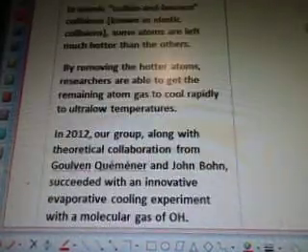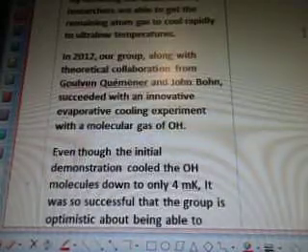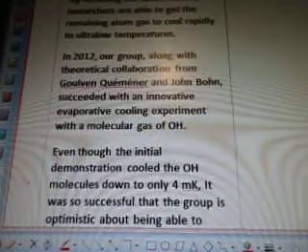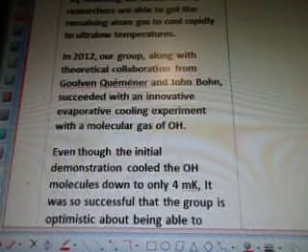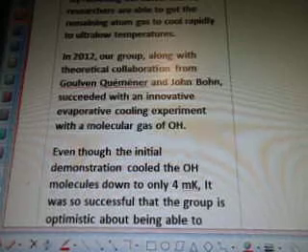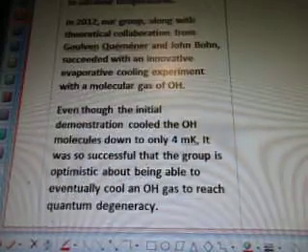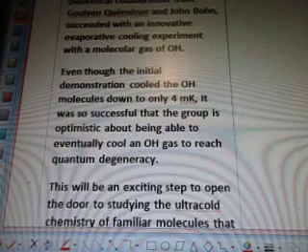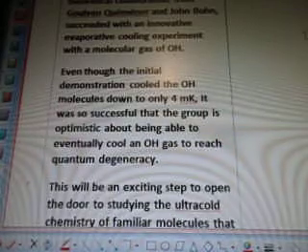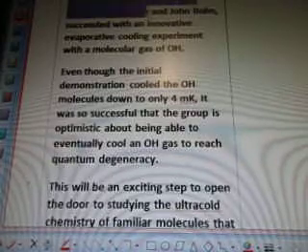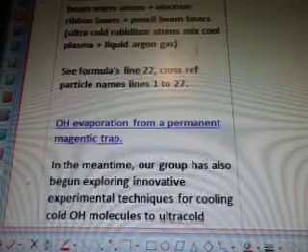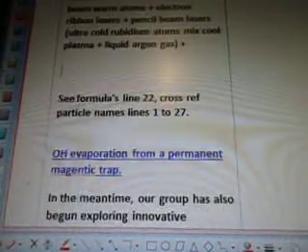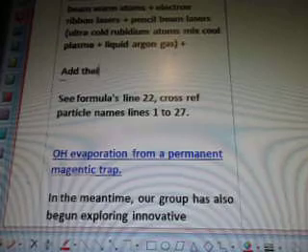Okay. So in 2012, our group, along with theoretical collaboration from Gulvin, Kumar, and John Bone, succeeded with an innovative evaporative cooling experiment with a molecular gas of OH. Even though the initial demonstration cooled the OH molecule shown, so we want to look at the 2012 theory of these two. Okay, we're going to add it to this, add other theory.